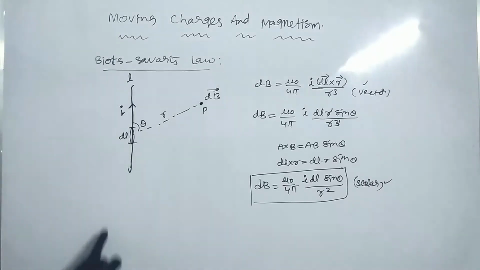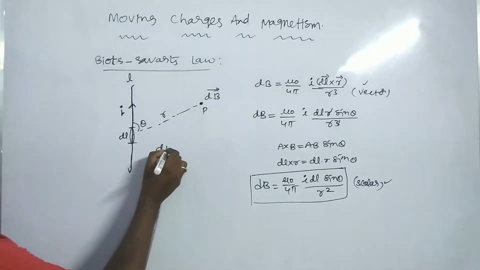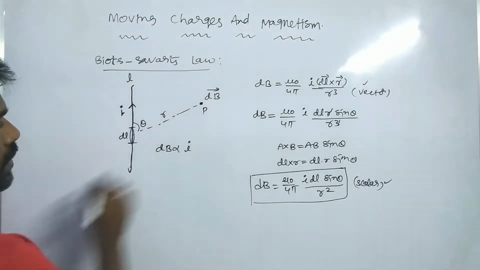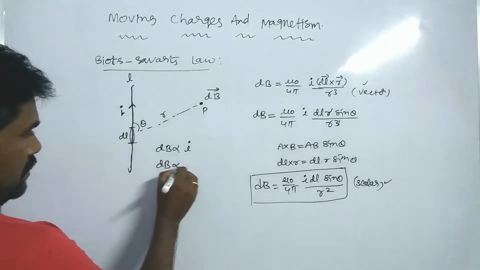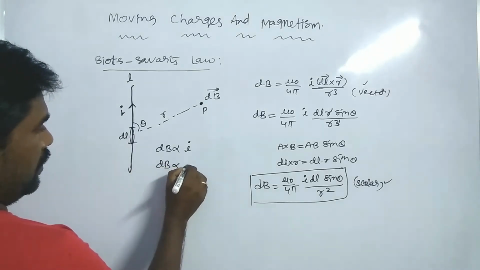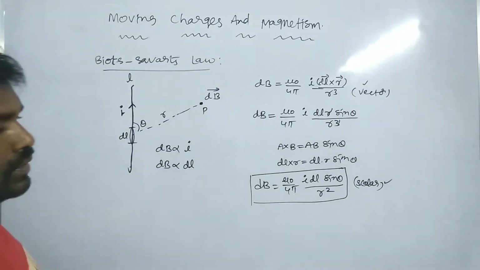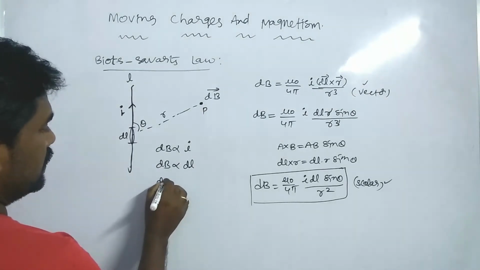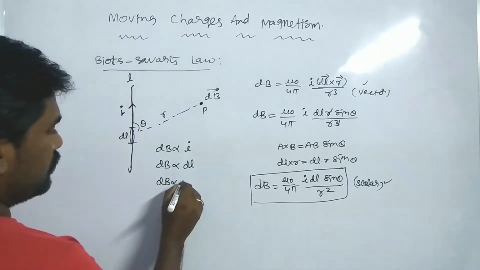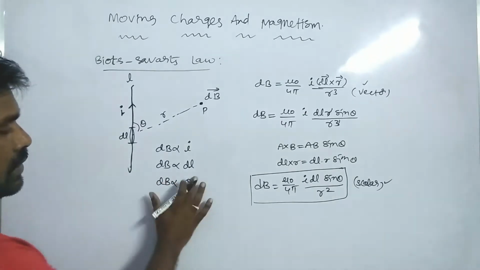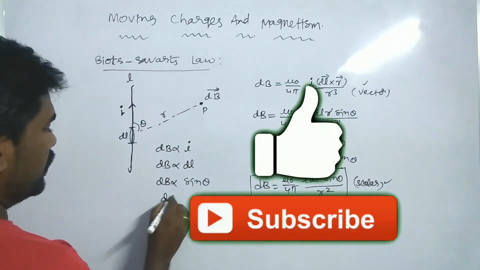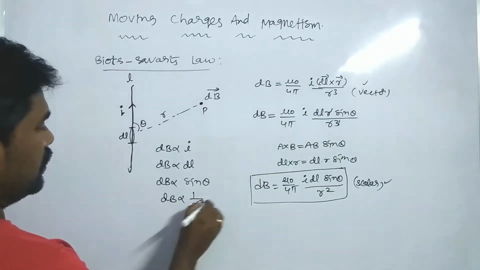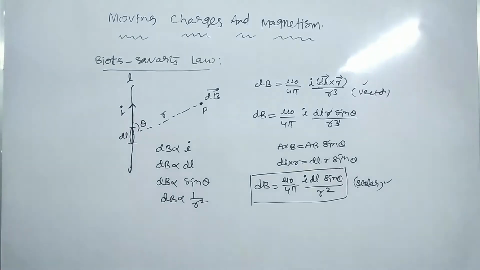Straight wire. From this you can write that dB is directly proportional to the current passing through the conductor, dB is directly proportional to the length of the small element, and dB is directly proportional to sin theta, and it is inversely proportional to the square of the distance between them.